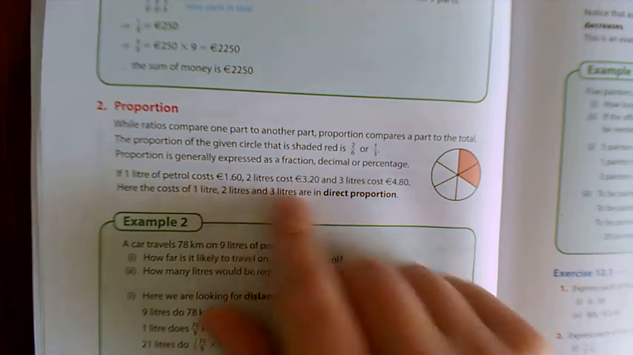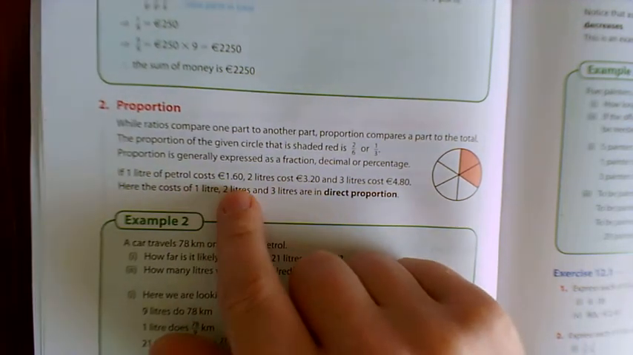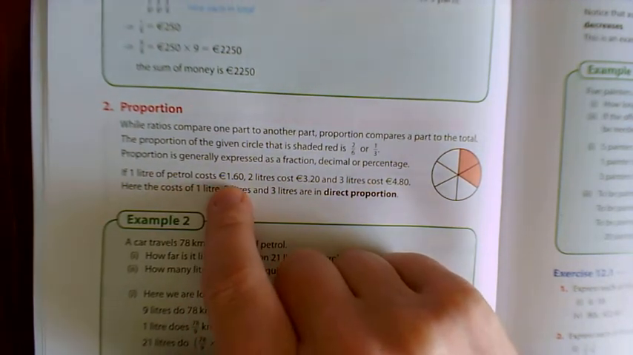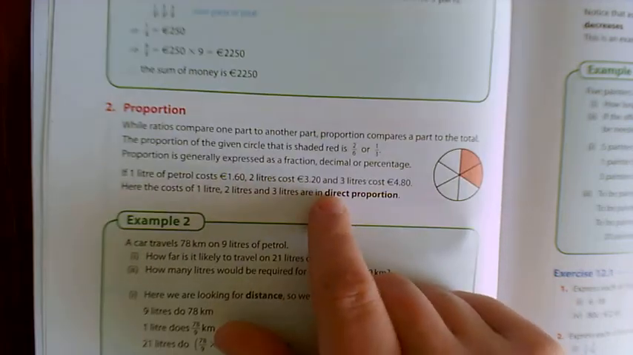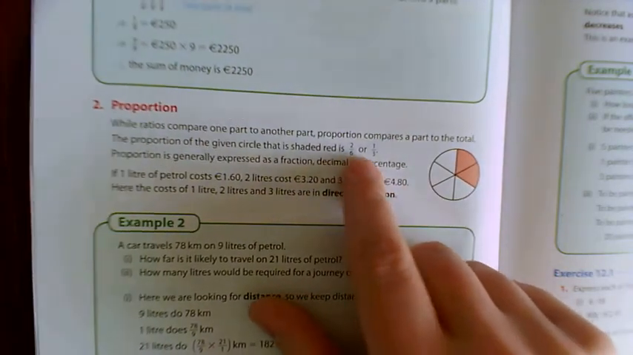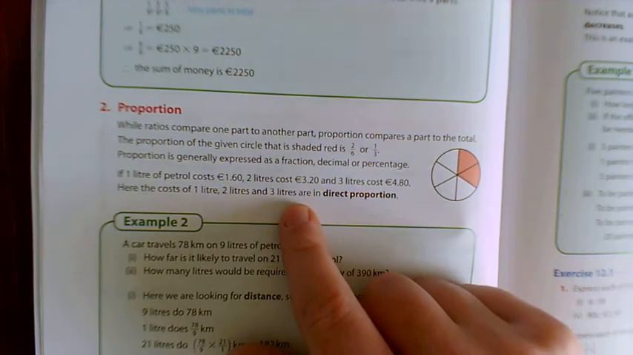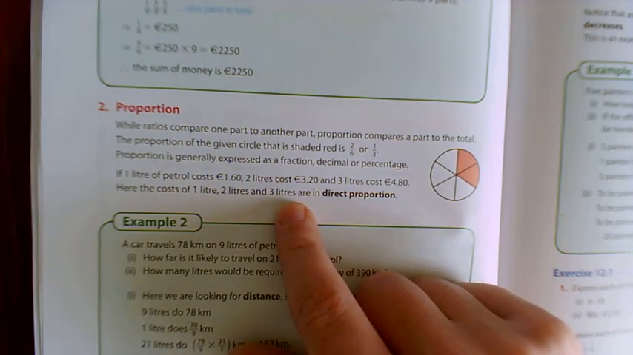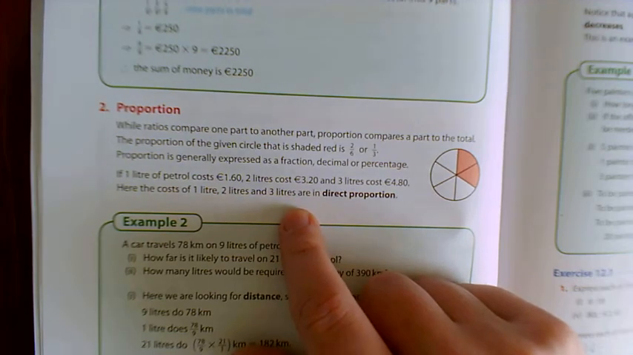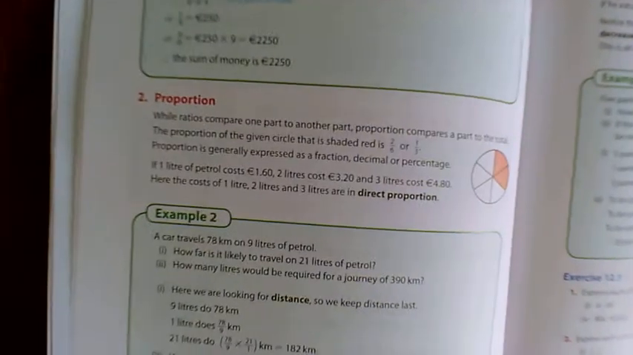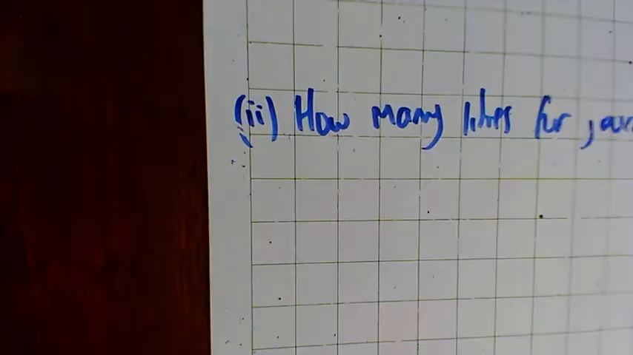And if things are in direct proportion, they go up at the same amount. So if 1 litre costs 160, 2 litres will cost 320, 3 litres 480. Some questions will ask you about the proportion, and some questions will need you to know that things are in direct proportion. So here's an example of something in direct proportion.